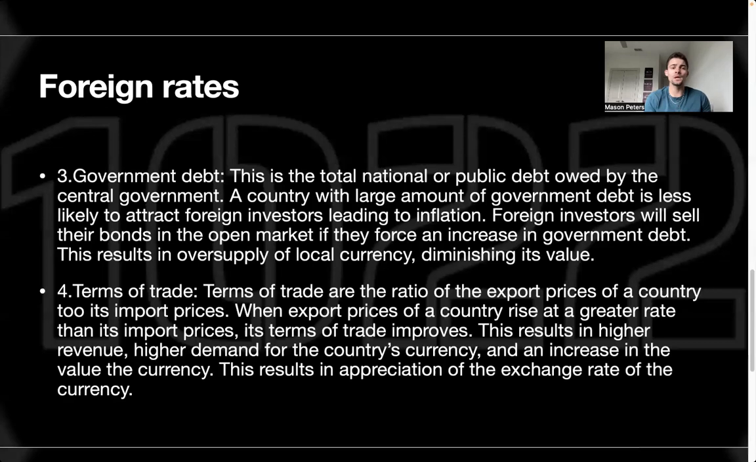Okay. Terms of trade. Terms of trade are the ratio of the export prices of a country to its import prices.